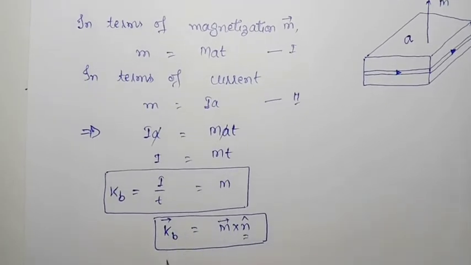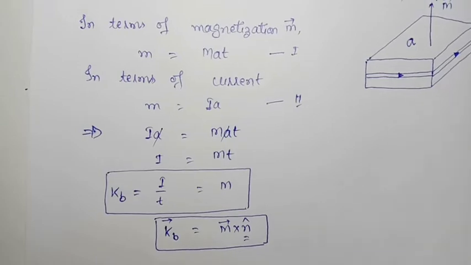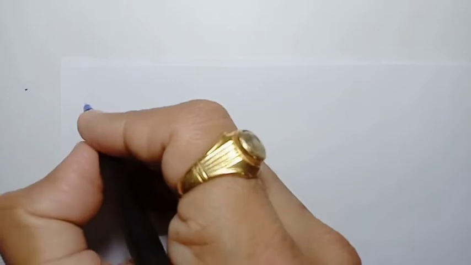As per this expression, there is no current on the top or bottom surface of the slab, because M and n are parallel, so the cross product is equal to 0. This is the case when we have a uniform magnetic field. In the case of a uniform magnetic field, the internal current will cancel out. Next, in continuation of this, we will discuss the non-uniform magnetic field.